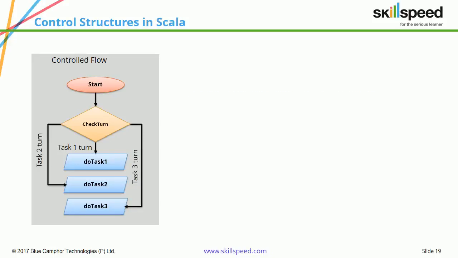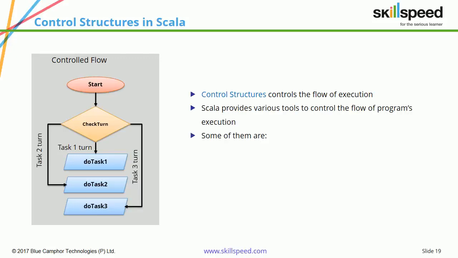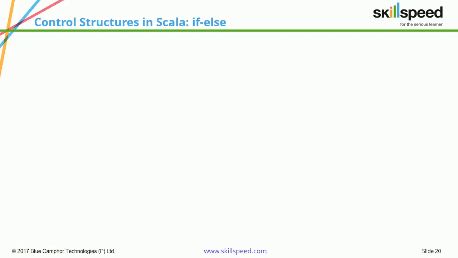Now let's have a look at the control structures in Scala. Control structures control the flow of execution, and most of you could be familiar with the control structures in other programming languages such as C and Java. Some of the most common control structures are if-else, while, do-while, and for. Control structures typically allow us to break a flow and control the flow. So you can start a flow, give a condition, and then based on the result execute individual tasks.